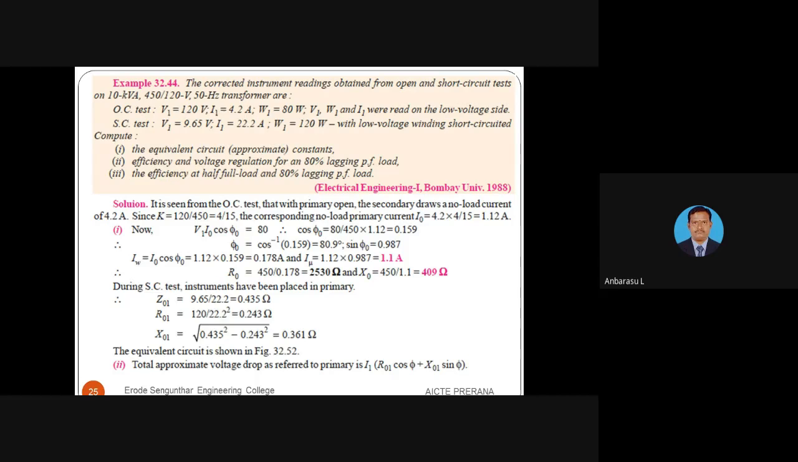Working component current IW equals I naught into cos phi naught. We substitute the no load current 1.12 into cos phi naught equal to 0.159, we get 0.178 ampere. Always the working component of current is less than 1 ampere. But the magnetizing current I mu equals 1.12 into 0.987, we get 1.1 ampere.